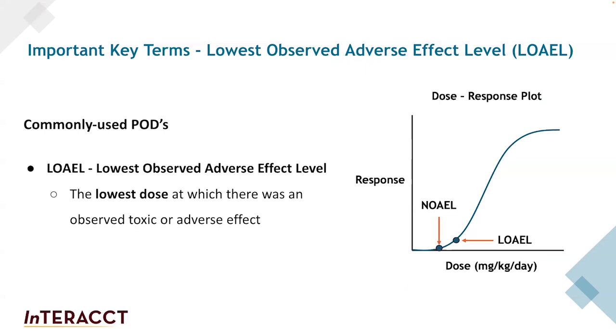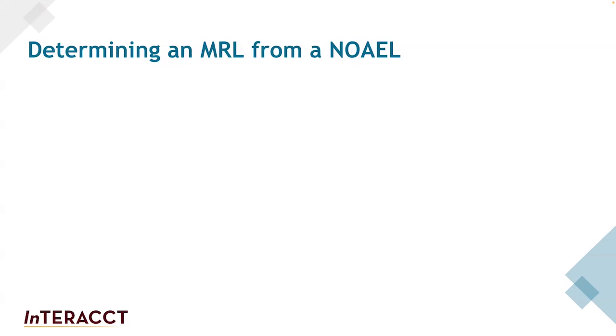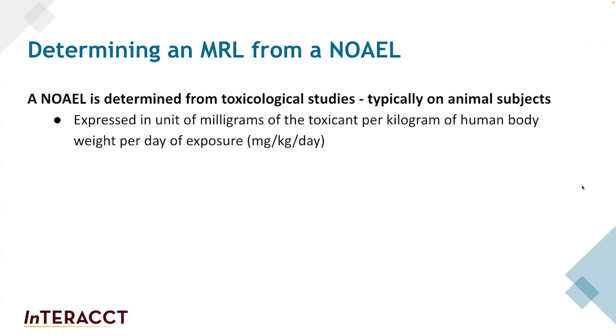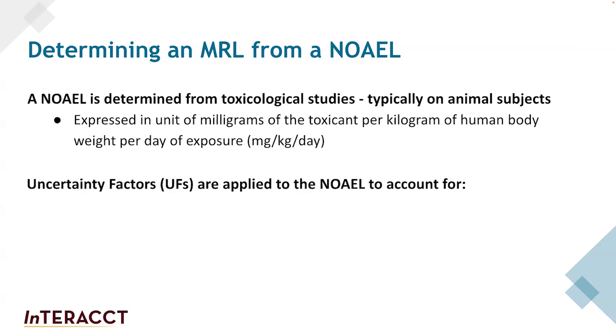health outcomes. Now that we've introduced the concept of NOAEL, let's talk about how it's used to determine MRL, or minimal risk level. A NOAEL is typically determined from toxicological studies, most often conducted using animal subjects. It is expressed in units of milligrams of the substance per kilogram of body weight per day. But since animal data isn't a perfect reflection of human response, we apply what are called uncertainty factors, or UFs.